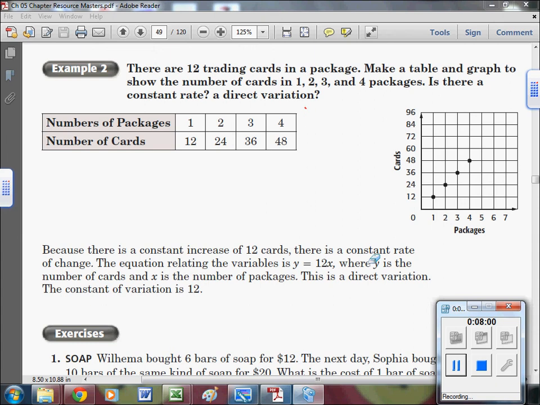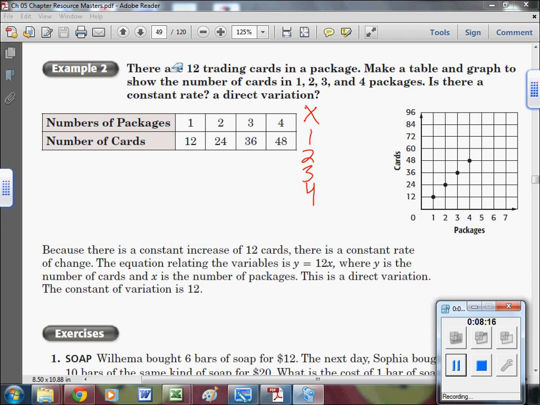You normally could do this on your own. You can do an input-output table, x. X can be the number of packages because that's what you're choosing, okay? You would choose the number of packages. You're not choosing how many are in them. That was chosen for you. Okay, so x could be how many packages? And they said 1, 2, 3, and 4.